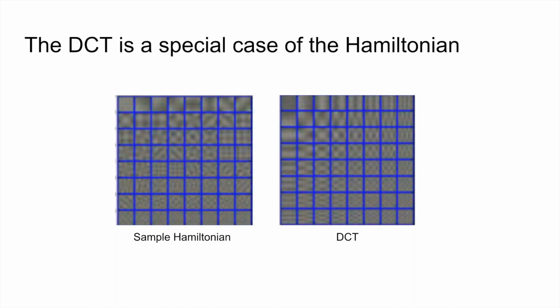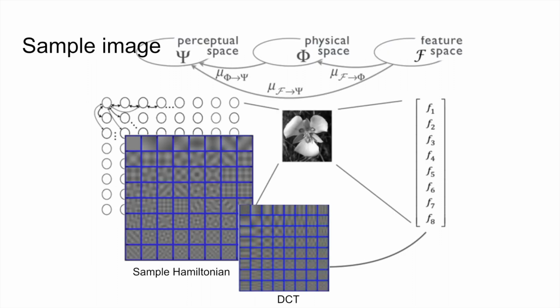In fact, the discrete cosine transform is a specific case of the Hamiltonian matrix where all Jacobian off-diagonal entries are 0. When you compare the Hamiltonian matrix to the discrete cosine transform for this image, for example, you can see some definite similarities, but note the differences as well.